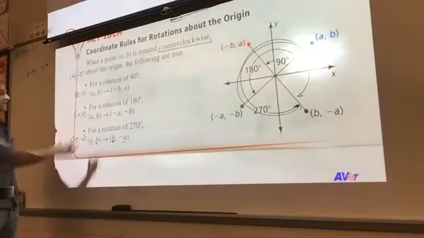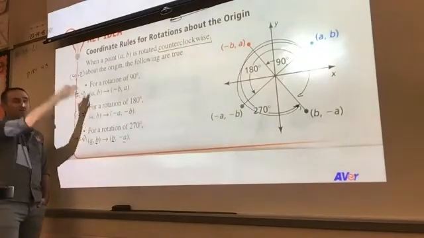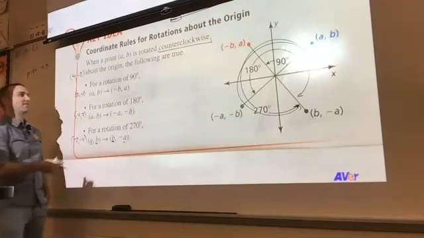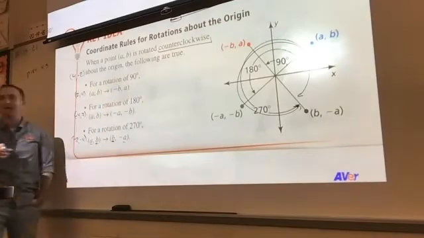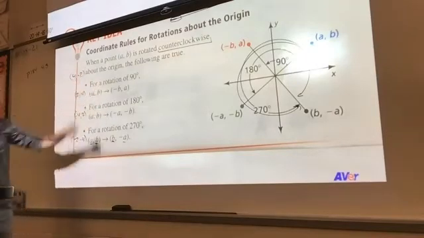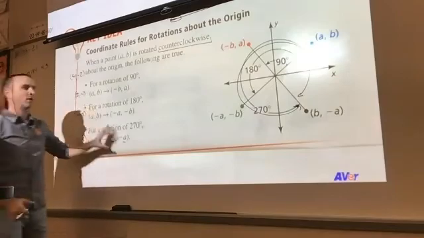Okay, if I want 180, it really doesn't matter which way I go. 180 is just half of the circle, right? But if I want clockwise 270, that's the same thing as counterclockwise 90. So it's just a matter of paying attention to the wording of the problem and which way they want you to go, and then applying the correct counterclockwise rule.